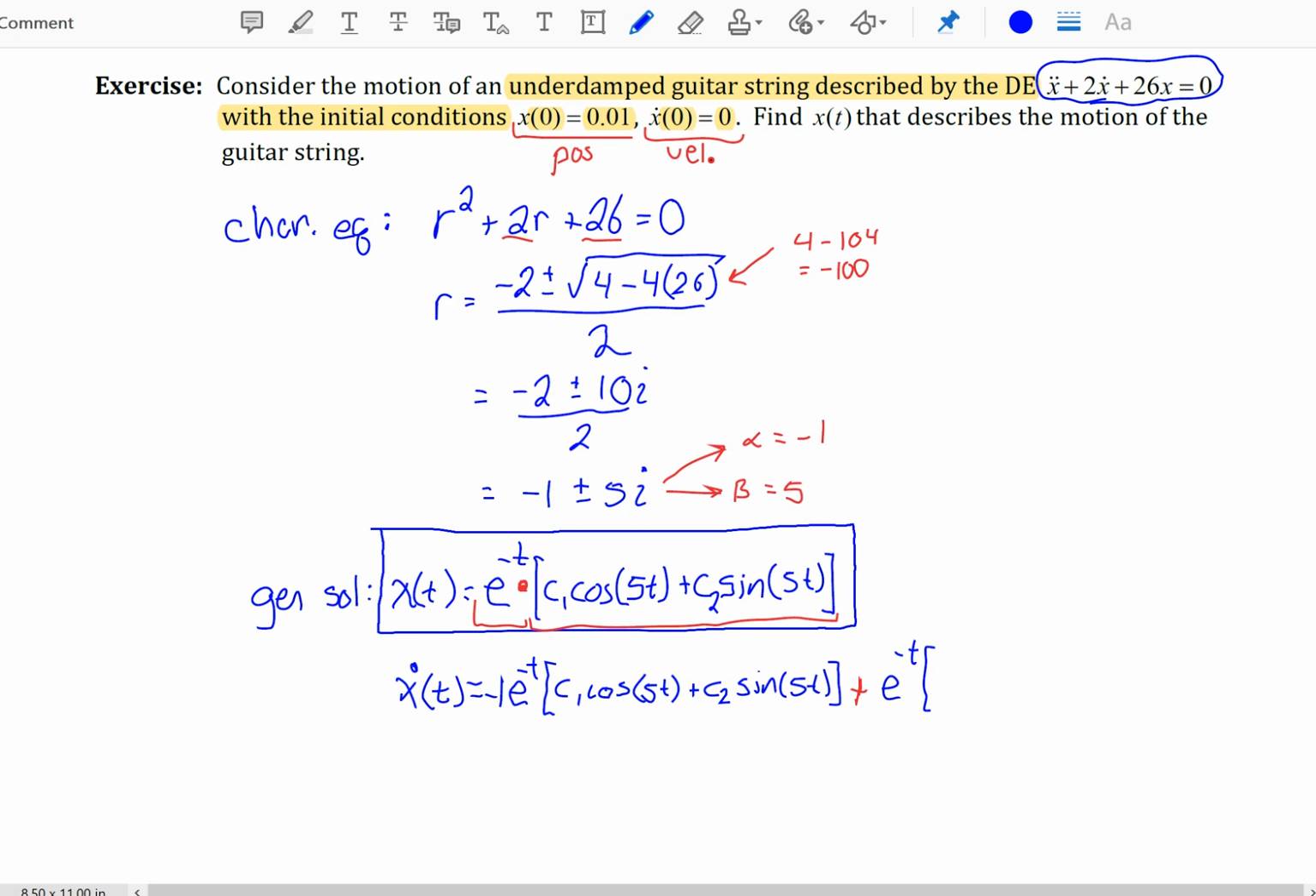So remember, the derivative of c1 cosine of 5t is going to be negative c1 sine of 5t times, by the chain rule, the derivative of the inside, which gives us a 5. Plus the derivative of c2 sine of 5t is going to be c2 cosine of 5t times, by the chain rule, the derivative of the inside, which gives us another 5 as a coefficient. So here's our derivative by the product rule.